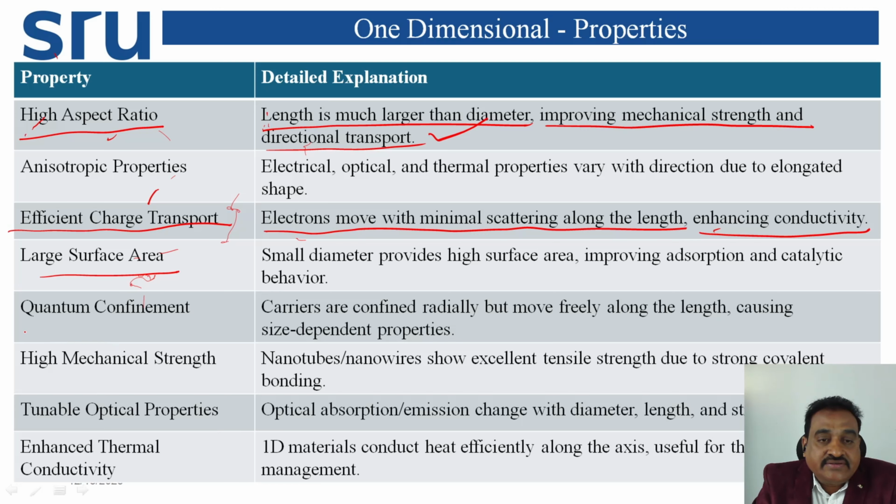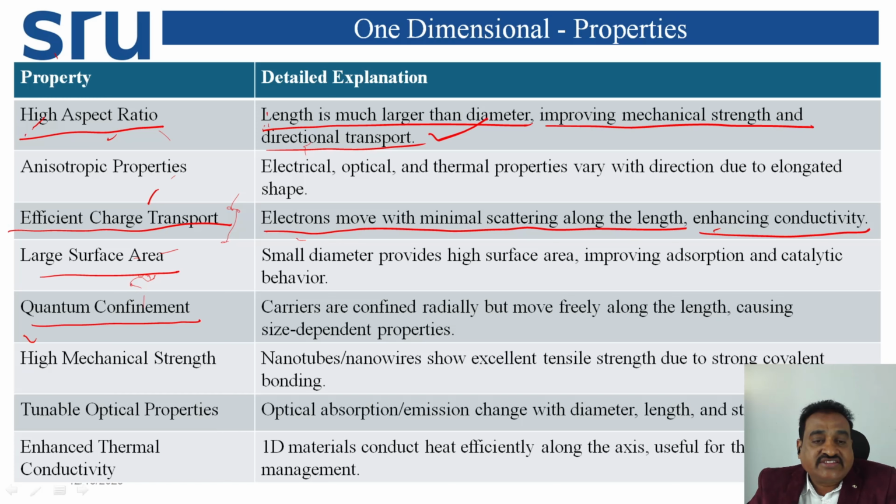Quantum confinement effect property. Carriers are confined radially but move freely along the length, causing size-dependent properties. High mechanical strength property of one-dimensional nanomaterials: nanotubes and nanowires show excellent tensile strength due to strong covalent bonding. Tunable optical properties: optical absorption and emission change with diameter, length, and structure.